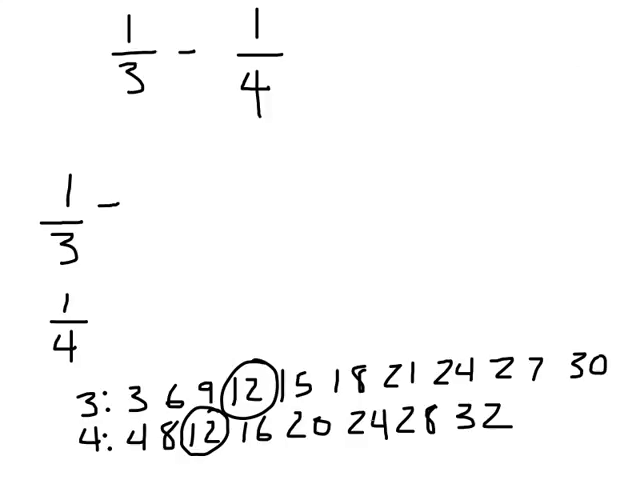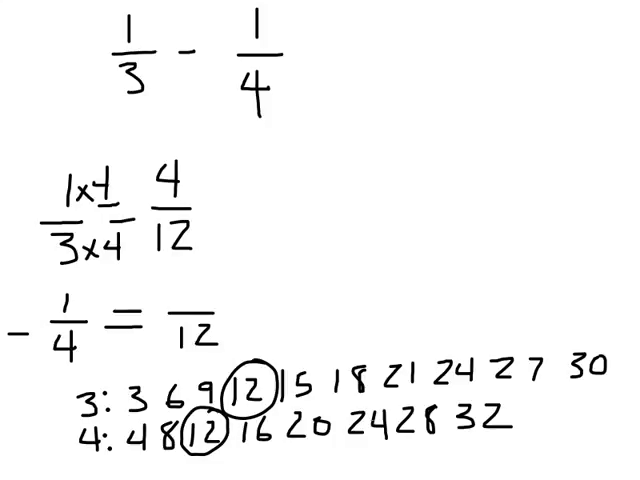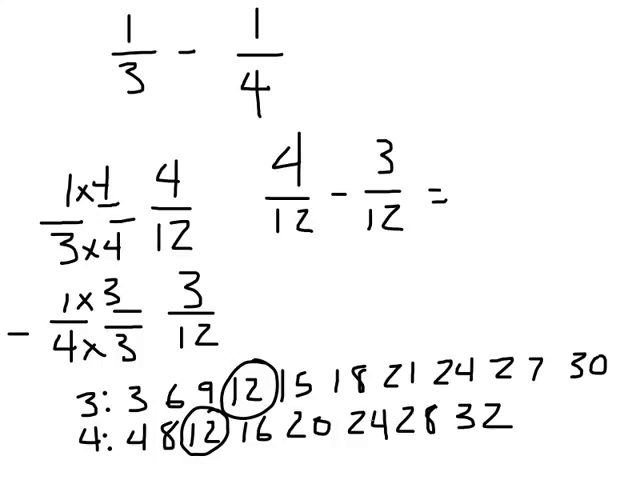When I change 1/3 so that the denominator is 12, what is my new numerator? Well, 3 times 4 is 12. 1 times 4 is 4. When I change 1/4 so that the denominator is 12, what is my new numerator? Well, 4 times 3 is 12. 1 times 3 is 3. Now I'm ready to subtract my fractions. 4/12 minus 3/12 is 1/12.